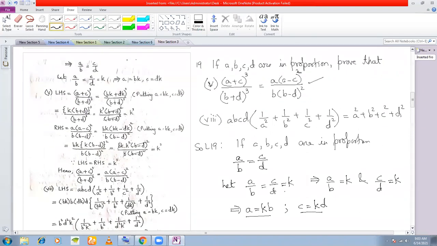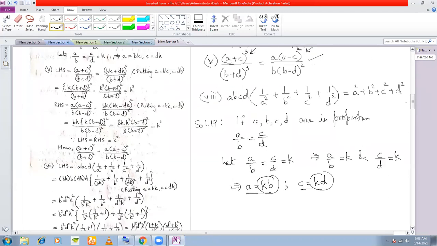Once we have got the value of A is equal to KB and C is equal to KD, we'll put it in the left hand side and we'll put it on the right hand side and show them to be equal. So we start from the left hand side. Left hand side here is (A plus C) whole cube divided by (B plus D) whole cube. We put the values up. A here is KB and C here is KD, divided by B plus D. We put B plus D as it is.